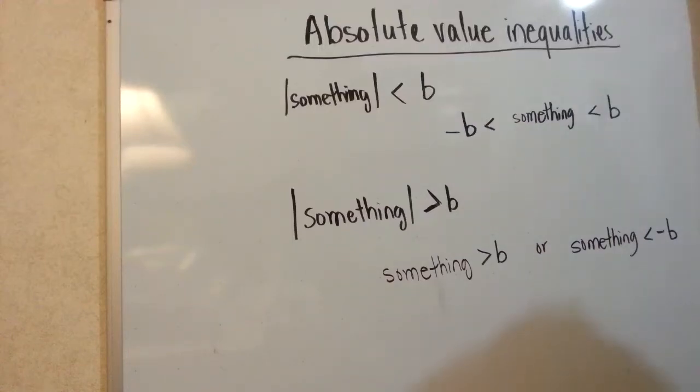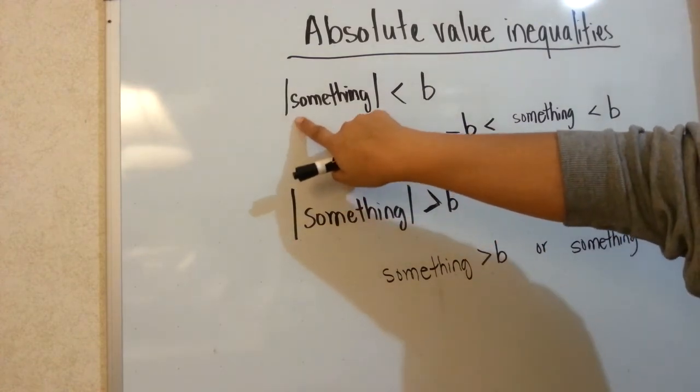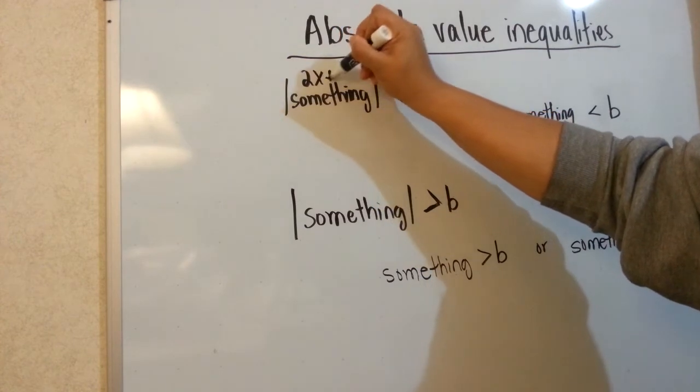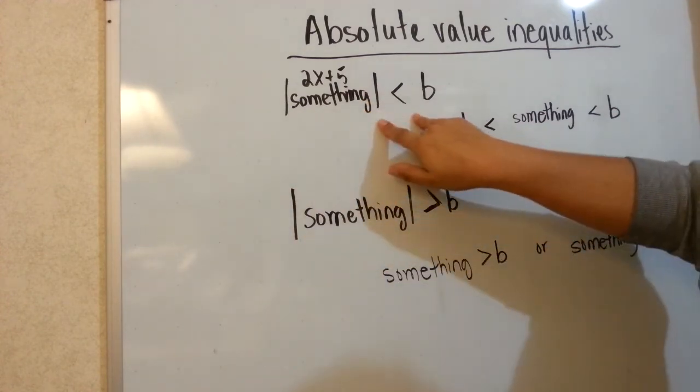Alright, in this video we're going to look at absolute value inequalities. At some point you're going to get absolute value bars, and you're going to have something inside. That something can be something like 2x plus 5, right? And they're going to tell you that it's less than some number. Well, how do you solve this?